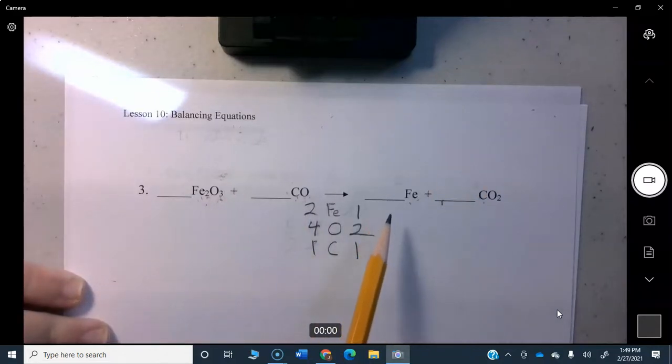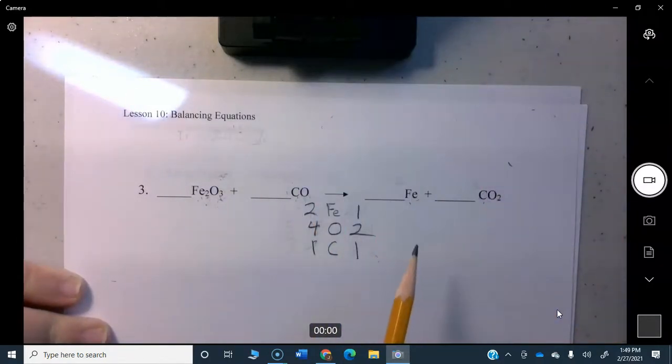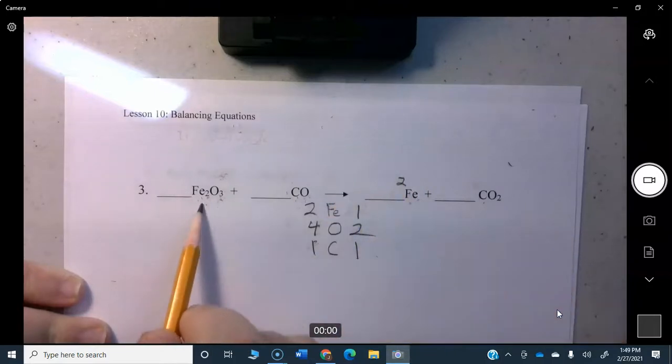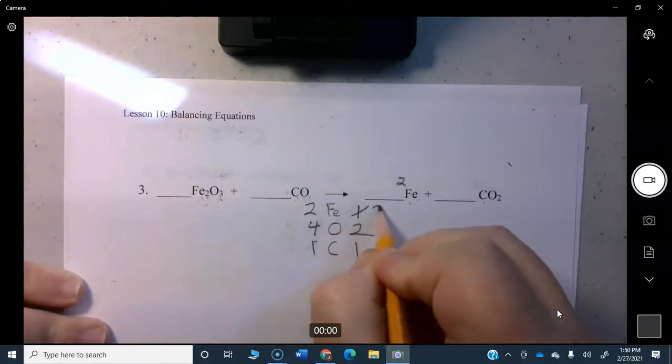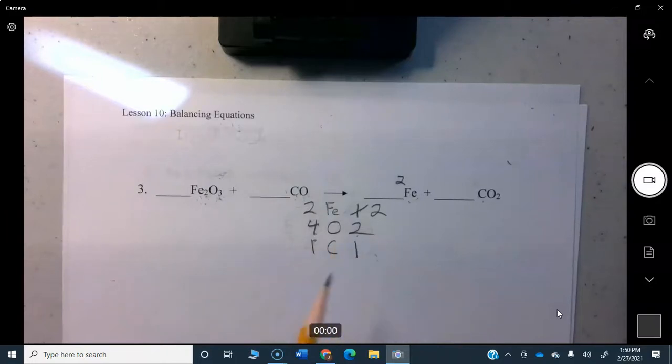So I'm going to go ahead and balance the Fe. The carbon's already in balance, so there's nothing to do there. So I'm going to balance Fe. I'm going to put a 2 there, and that balances with the 2 there. So let me change that to a 2. So the only thing that's out of balance is oxygen. Now it looks like it might be kind of simple. There's a 4 there, there's a 2 there.